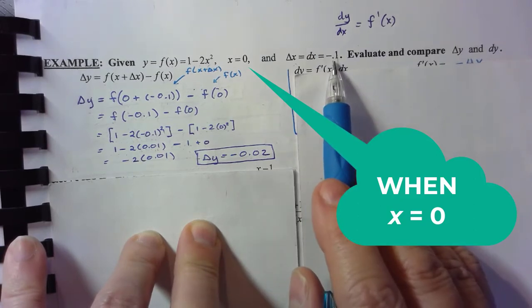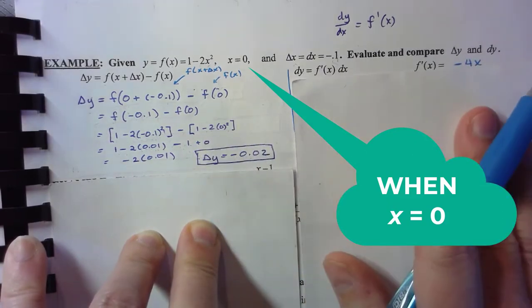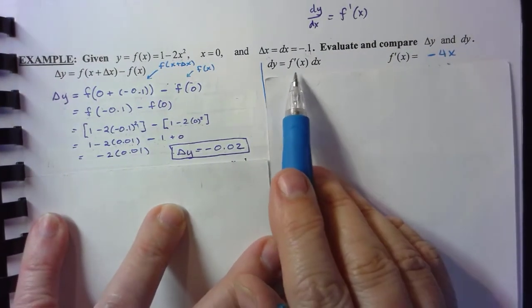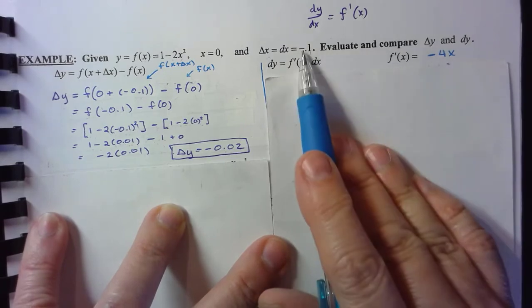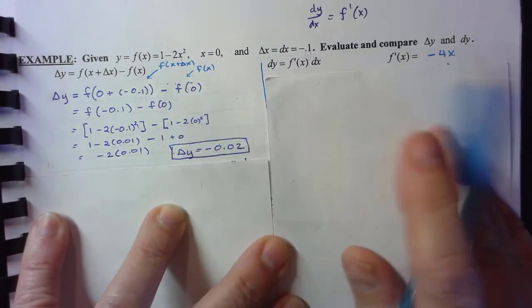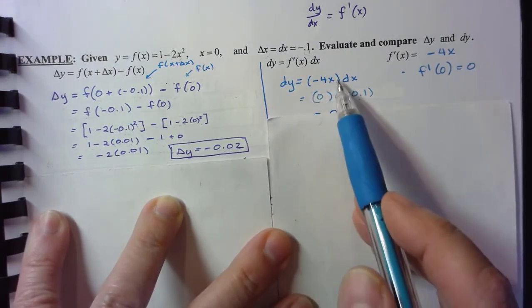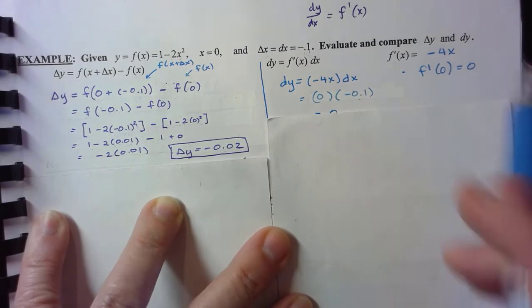So when I decrease my x by 1/10, my y is going to get decreased by 2/100ths. That is on the function. Let's look at what happens on our tangent line. So dy is equal to f prime of x dx. So f prime of x is negative 4x, okay? And the change in y is going to be approximated by the slope times the change in x.